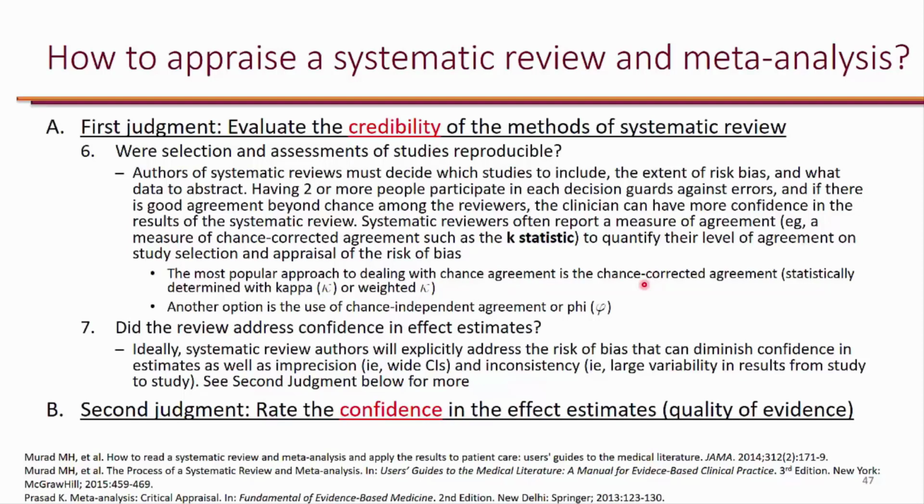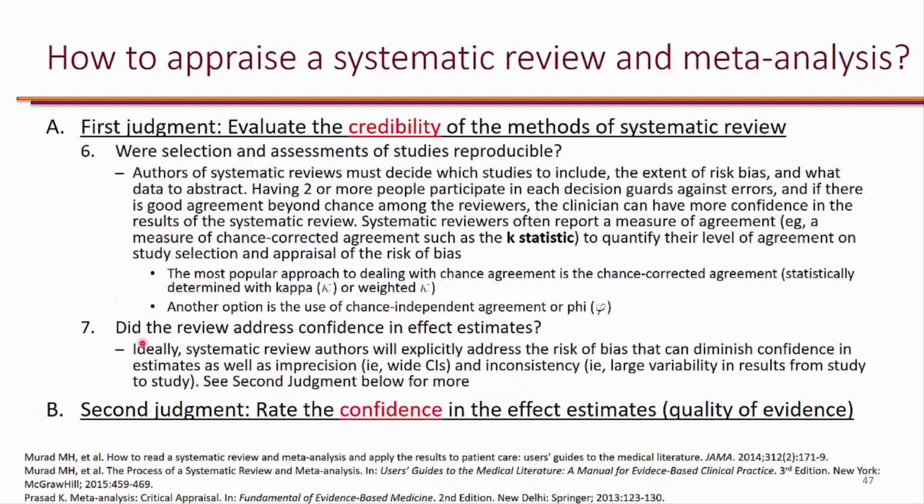So was there a good agreement between reviewers in selection and assessment of studies? A kappa of greater than or equal to 0.6 is considered adequate. So if they give you the kappa numbers, it needs to be at least 0.6. The same with phi. If they do give you phi, it needs to be greater than or equal to 0.6. In general, that's considered adequate agreement between the researchers.